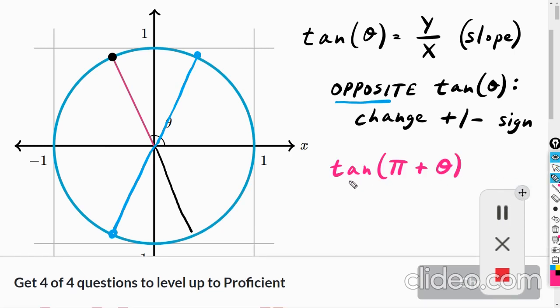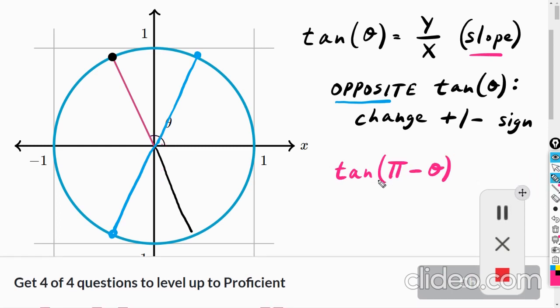So answer A was the tan of pi plus theta. Let's try that. If we add pi to theta, we're basically adding 180 degrees to theta. So here's our angle theta, and we're adding pi, or 180 degrees to that. So 180 degrees is a straight line. We just end up on the other side of that line. So this was the original, and this is the one we just got. But that's the same slope. We're looking for the opposite. So answer A is not correct.